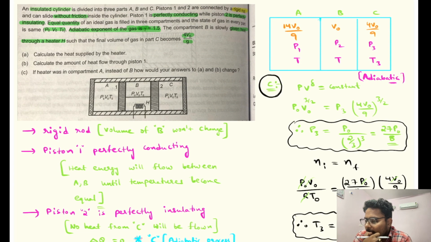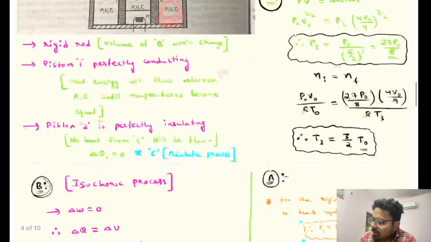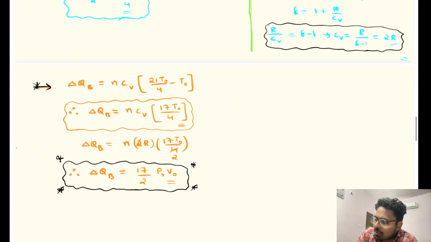So what is the alternative way here? Can I find the work done in this compartment? Yes, we can find the work done in this compartment. It is an adiabatic process. In an adiabatic process, you know the formula for work done, right? I forgot the formula, so let me quickly derive it.